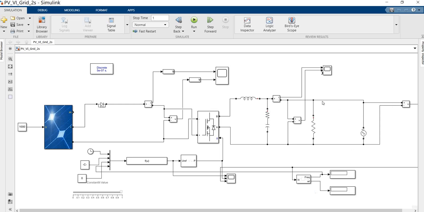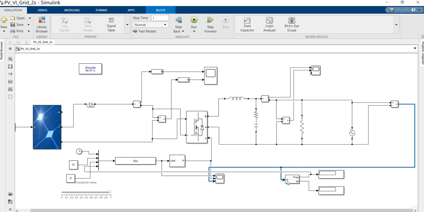So whenever the load changes, this grid frequency also changes. If the grid frequency changes, again we measure the voltage and then feed this voltage into the PLL. This PLL frequency we are going to feed into the sine wave generation of the modulating signal of this PWM.